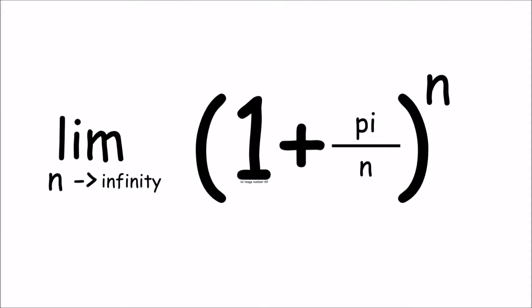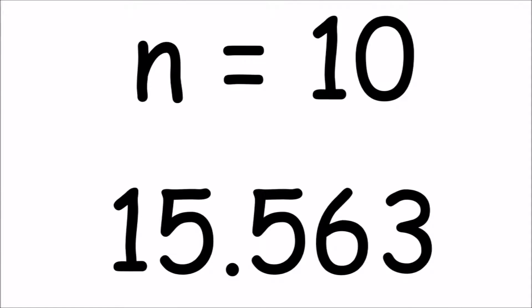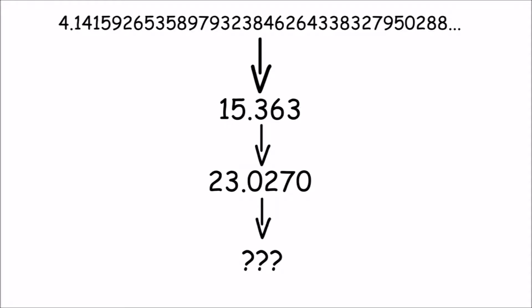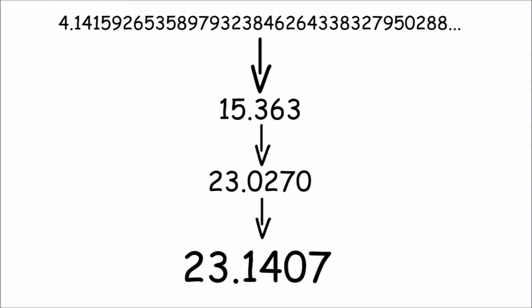Okay, you know how to do the rest of this long process, so I'll just tell you what happens. The 10th iteration is 15.363. The 1000th iteration is 23.0270. Can you see how all these values converge to 23.1407 and so on? No? Well, wait, this doesn't help at all.